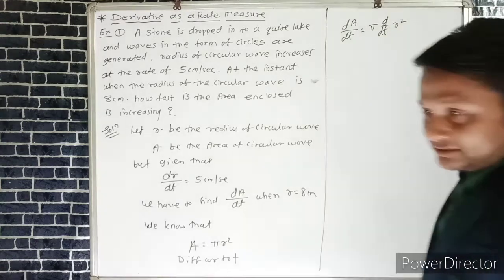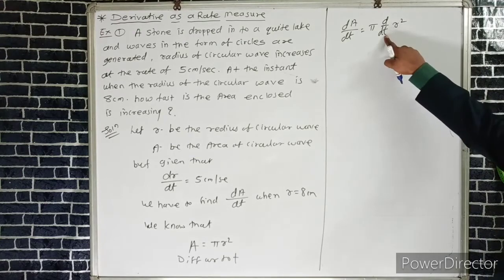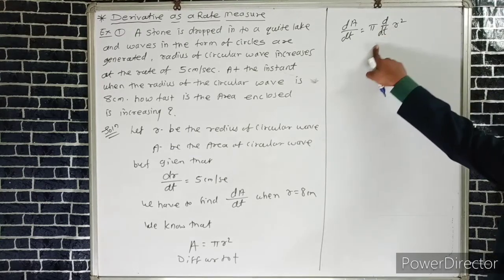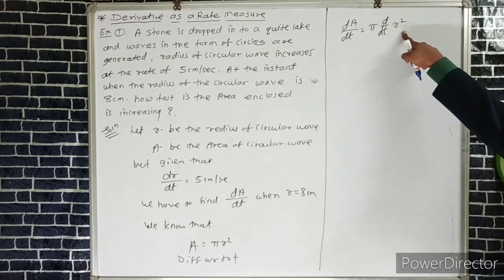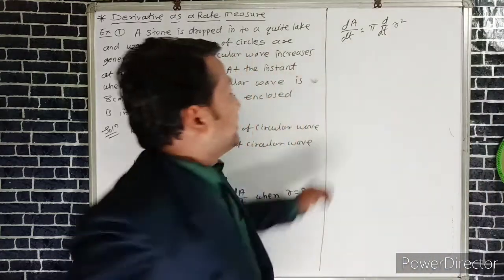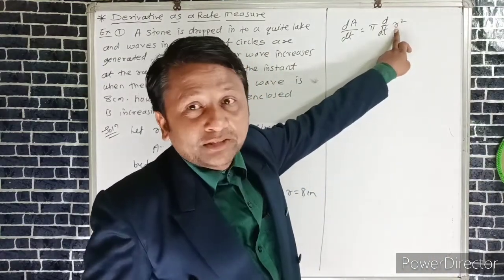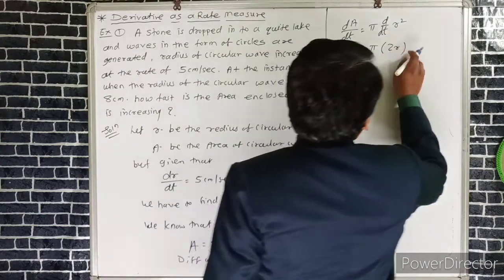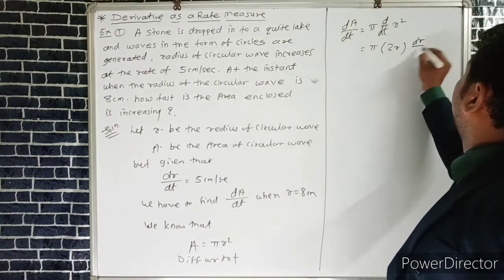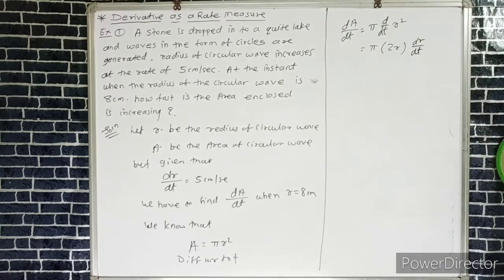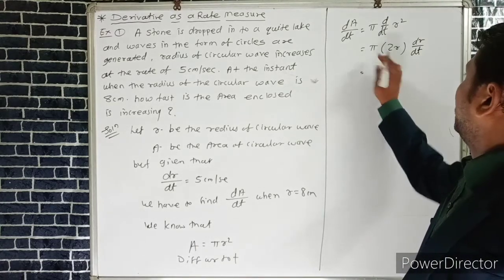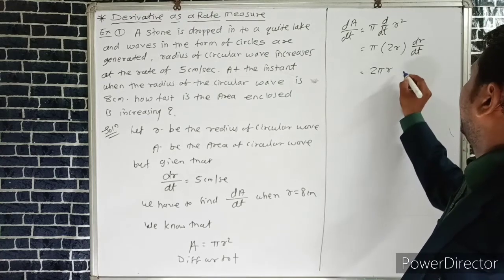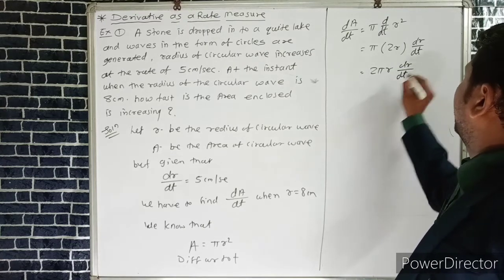R is the radius, t means time. We have to find the derivative with respect to time, but r is a radius. Hence, if we consider that r is a function of t, then we can take the derivative of r squared, which is 2r, and again the derivative of r, which is dr by dt. So here 2 into pi, which is 2 pi r into dr upon dt.